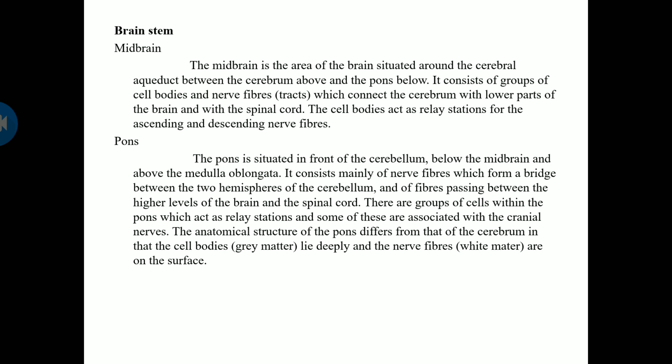So next is the pons. The pons is situated in front of the cerebellum, below the midbrain and above the medulla oblongata. It consists of nerve fibers which form a bridge between the two hemispheres of the cerebellum and of fibers passing between the higher levels of the brain and the spinal cord. There are groups of cells within the pons which act as relay stations, and some of these are associated with the cranial nerves.